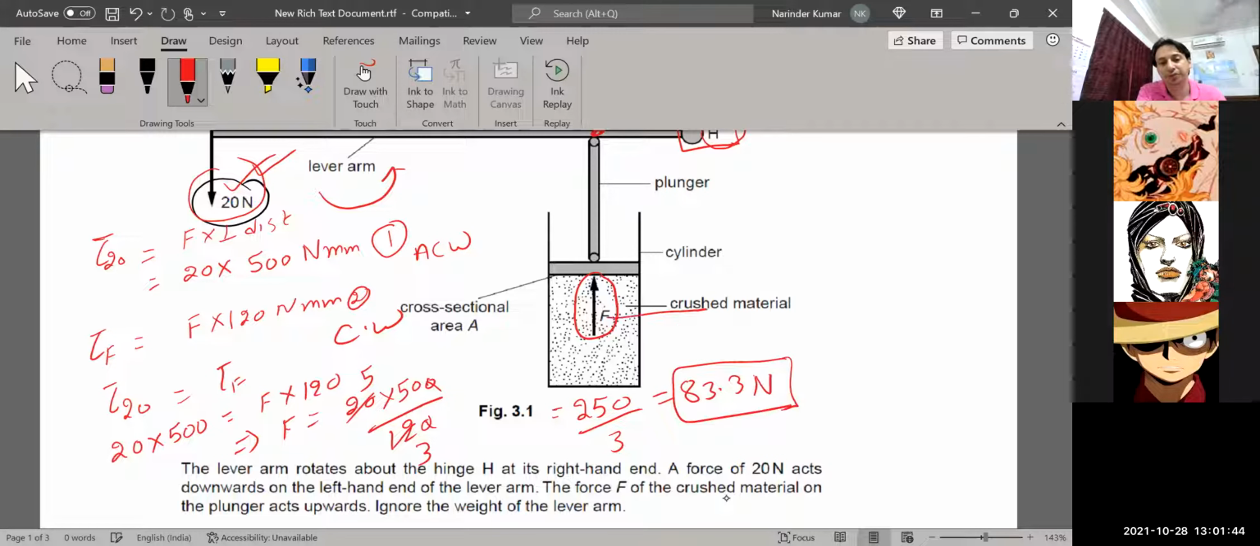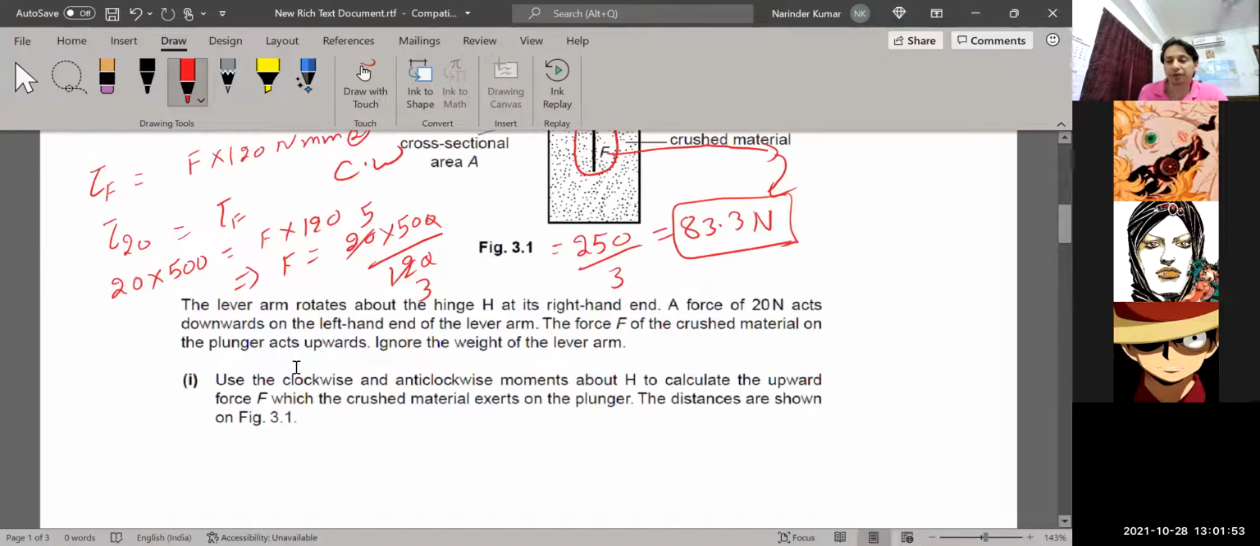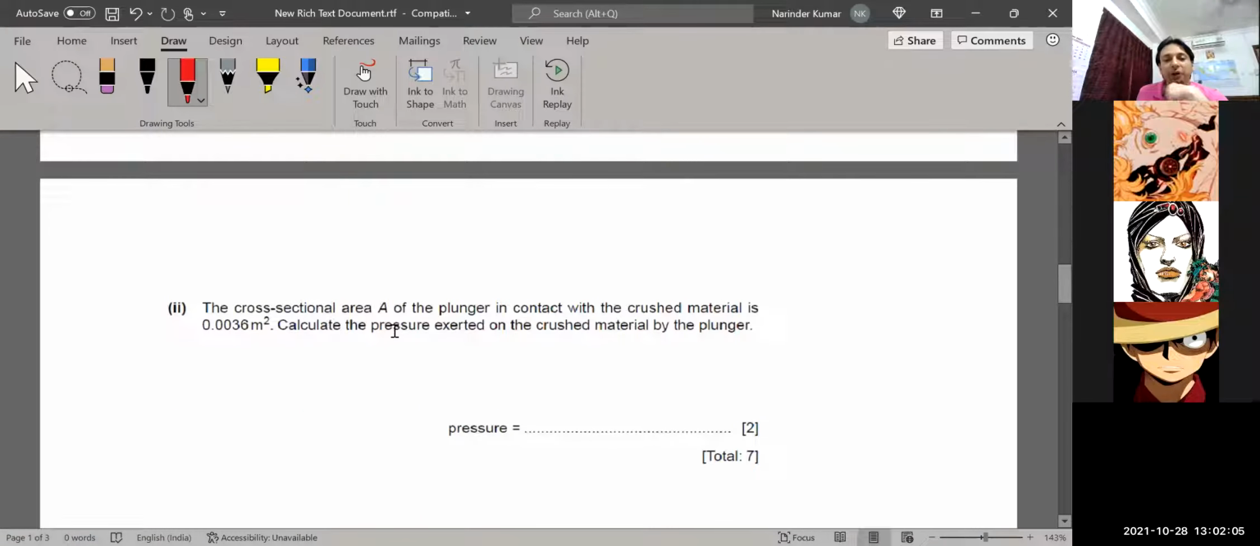So this force here, this is acting 83.3 Newton. Is this clear, this question, children? Yes. Now, the second part. The cross-sectional area A of the plunger in contact with the crushed material is 0.036 meter square. Calculate the pressure exerted on the crushed material by the plunger.